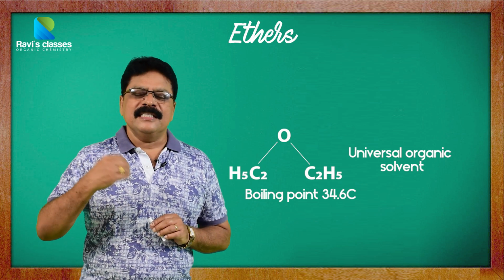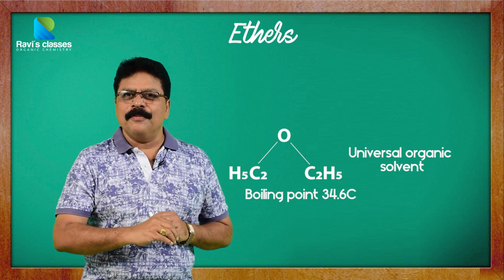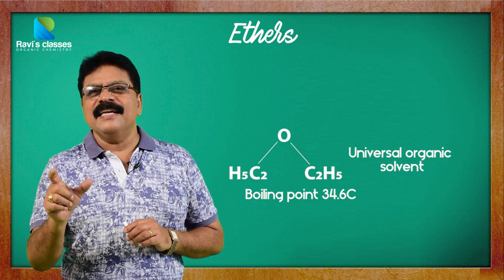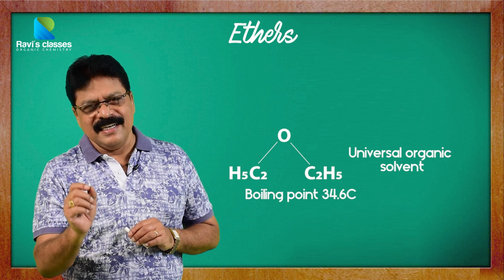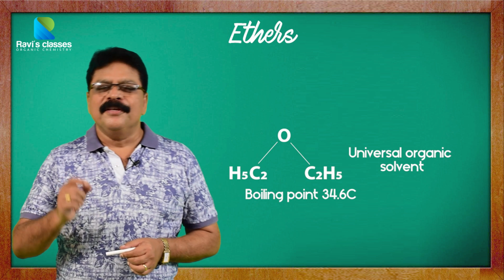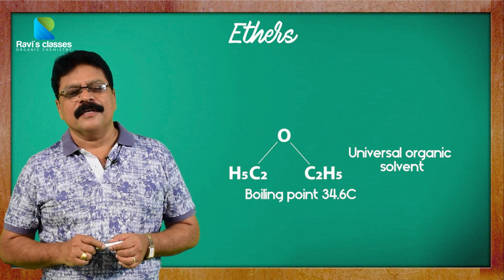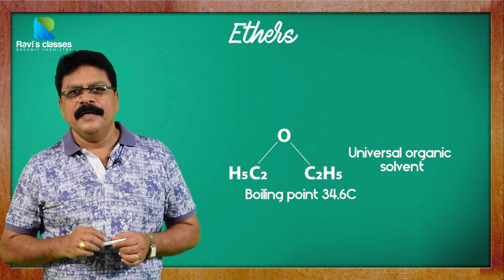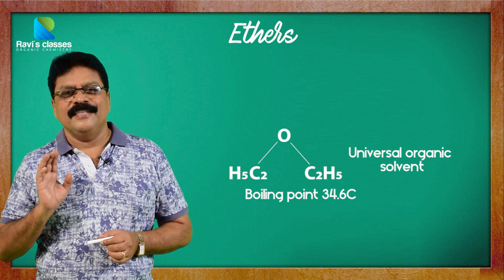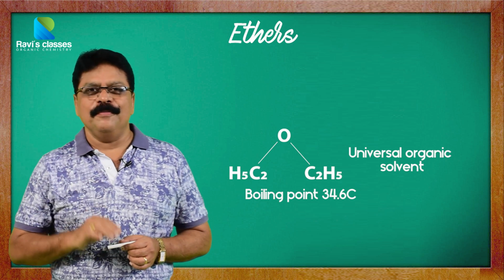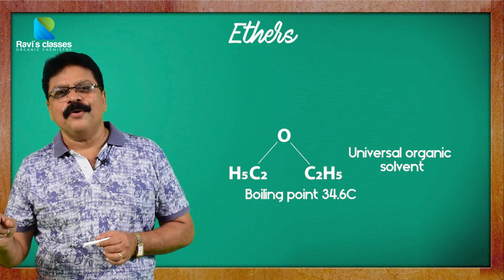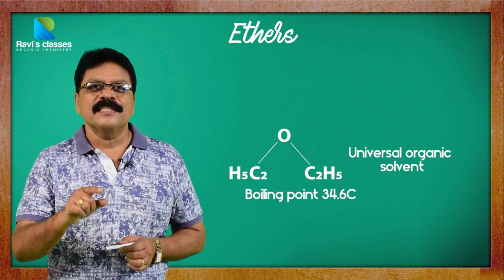Now when you talk about ethers, one interesting thing that you must know is that it has a C-O-C bond. So by and large it is a stable compound. It is a highly non-reactive compound. Therefore ethers are used as solvents in organic chemistry because they are inert in nature. Because it has a C-O-C bond, it cannot form hydrogen bonding. Therefore ethers have a low boiling point. So ethers are chemically inert, they have a low boiling point, therefore they are used as a universal organic solvent.